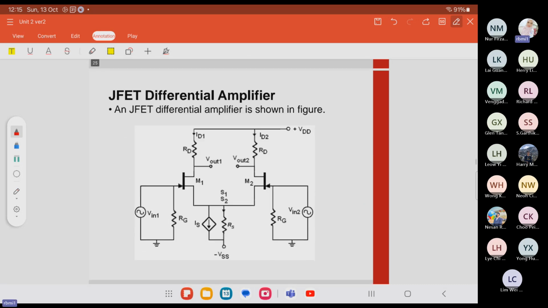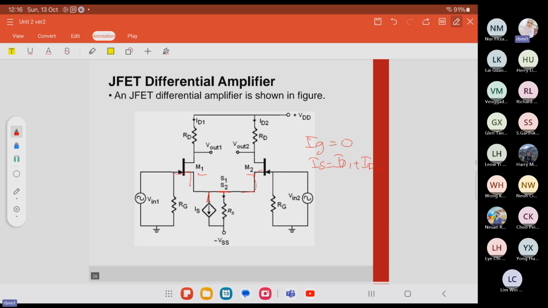Okay, so next one we have the JFET differential amplifier. Since the JFET has very high impedance, it satisfies the high impedance and low input bias current requirements for the differential amplifier. For this one here, we have the JFET M1 and M2 in the circuit. It has the same parameters, also identical. But since for the JFET, IG equals 0, we can say that IS equals ID1 plus ID2.